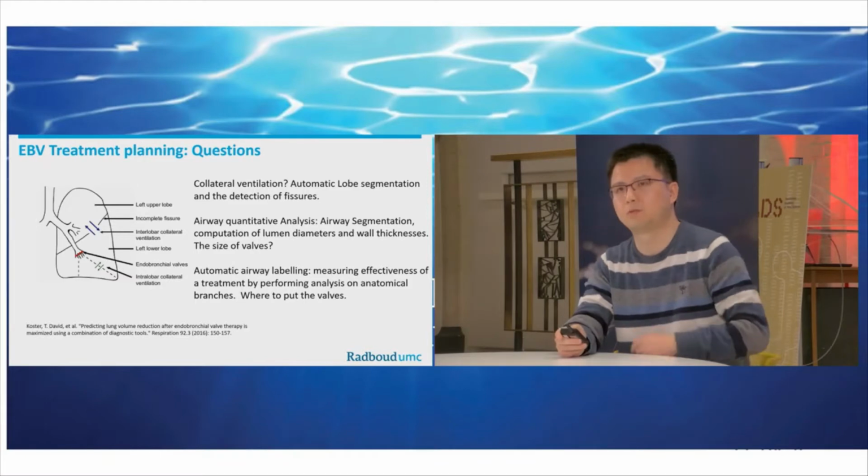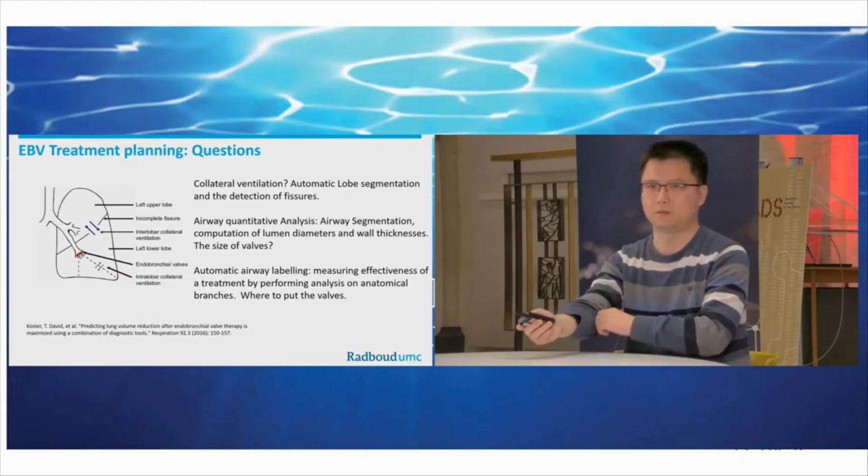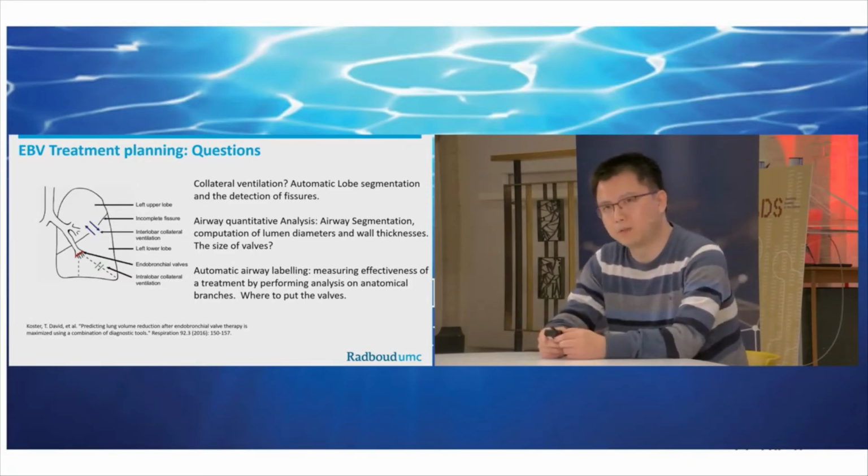And the second part is we can perform airway analysis, right? We can measure the airway, for instance, the luminal diameters to know what size of valve we need to put in. And the more advanced approach is that we want to perform airway labeling in order to perform a regional airway analysis. So we want to compute those measurements on a specific anatomical branch.